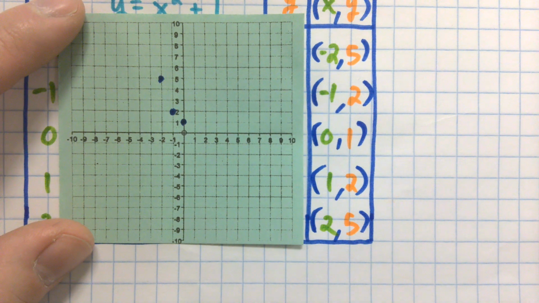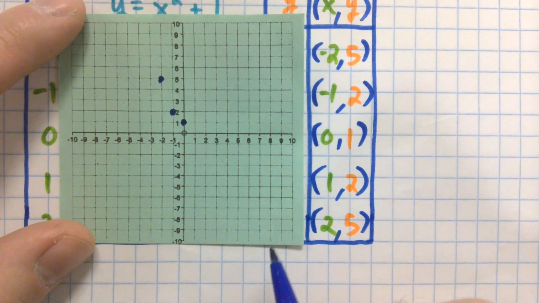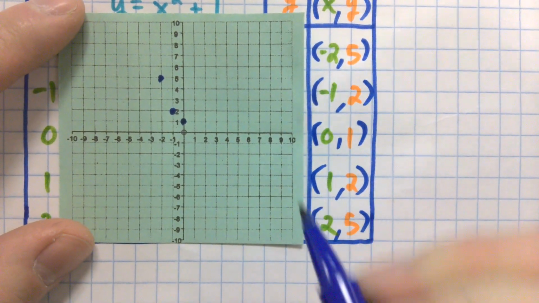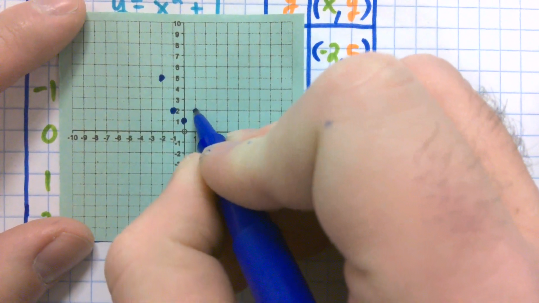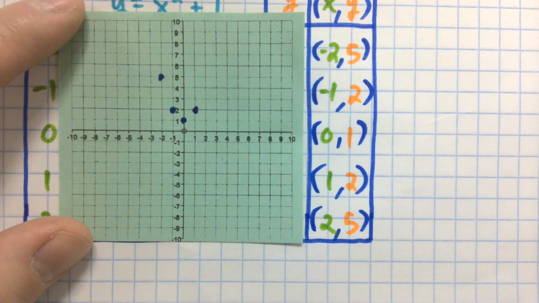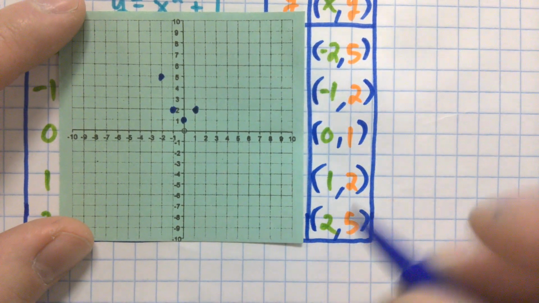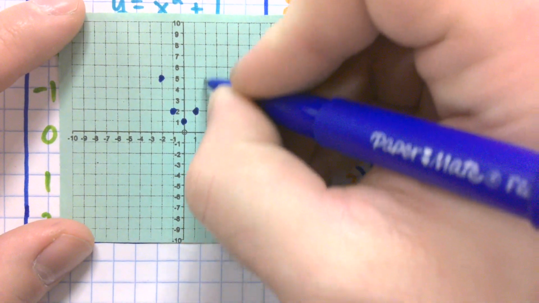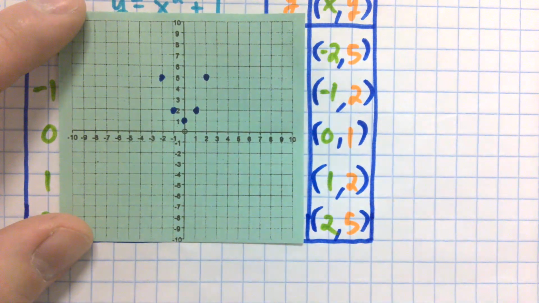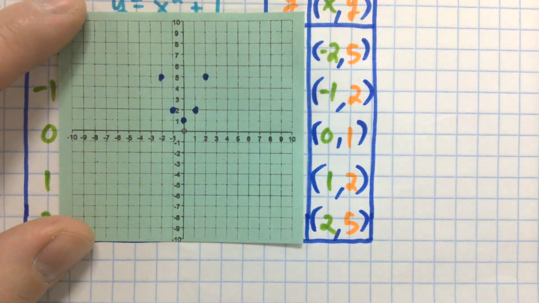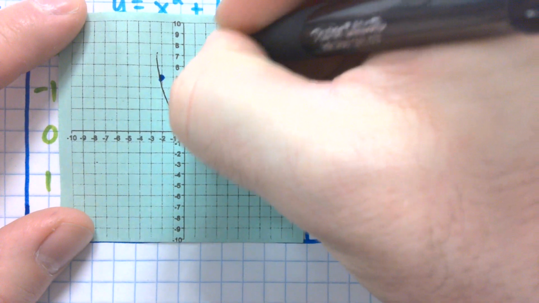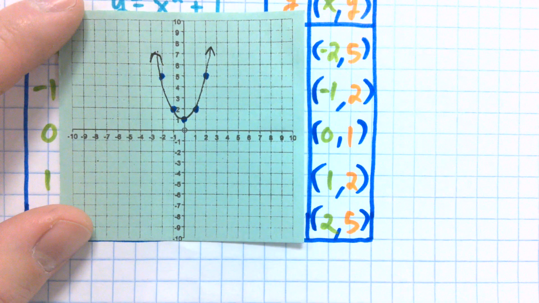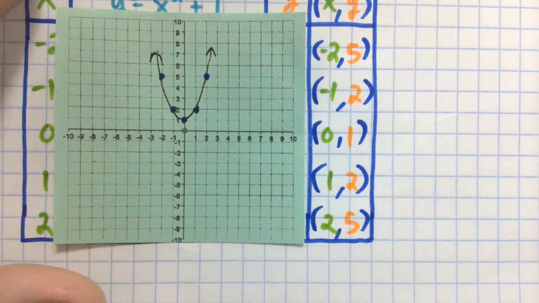Does that look like a straight line to you? No. My 4th point, 1, 2. We go over 1, up 2. And finally, +2, +5, over 2, up to 5. Anyone remember what we call this shape here? A parabola. That's our little U-shaped graph we just found.